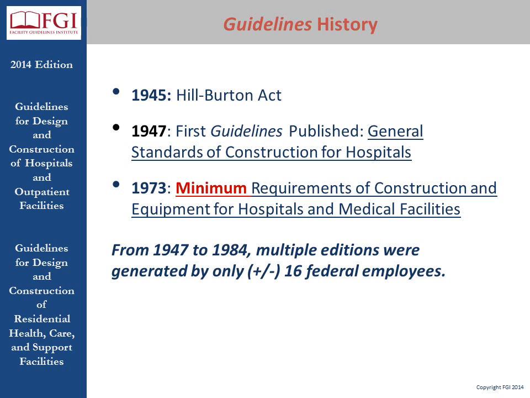In 1947, the first guidelines were published to support this, and in 1973, the term minimum requirements first appeared in the title. Now, it's important to note here that for earlier editions of the guidelines, less than 20 federal employees completed the development process, the review and the revision process of earlier editions of the guidelines. And I want you to keep that in mind because that's certainly not the case today.